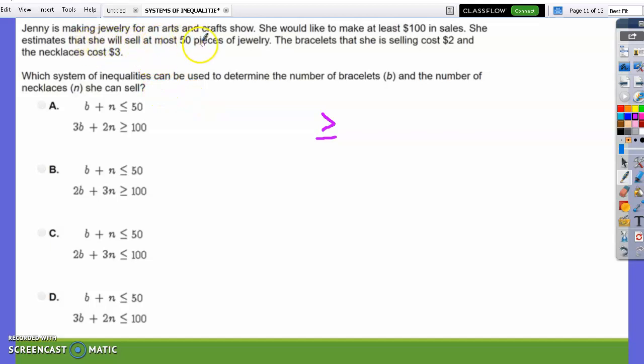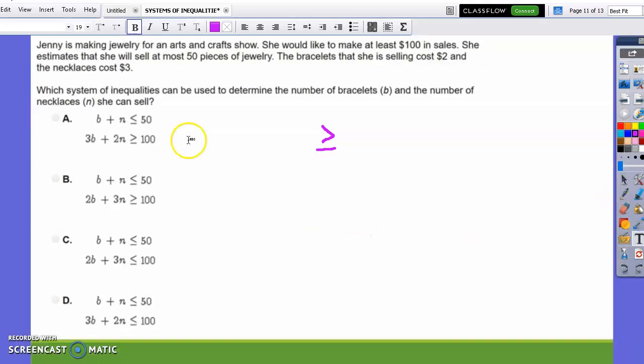She estimates that she will sell at most 50 pieces of jewelry, and so the bracelets that she is selling cost $2 and the necklaces cost $3. Which system of inequalities can be used to determine the number of bracelets and the number of necklaces she can sell? So, remember, money goes with money.